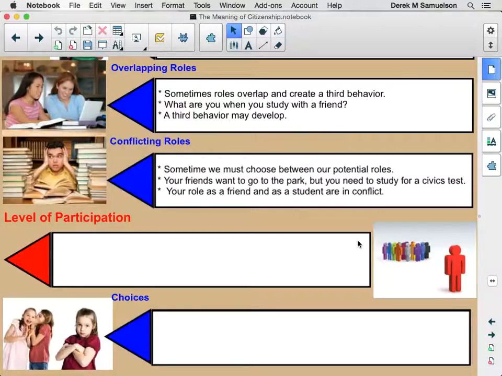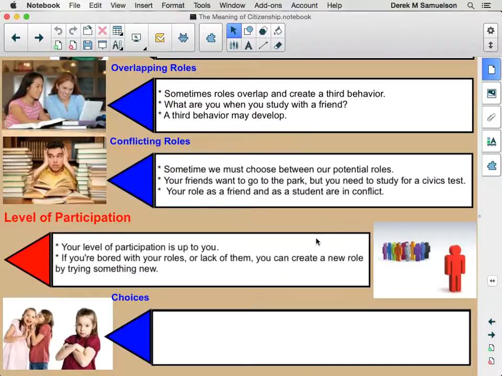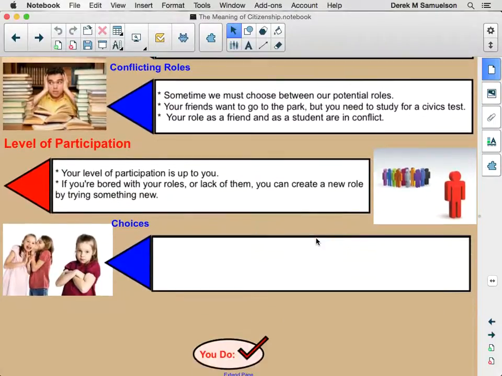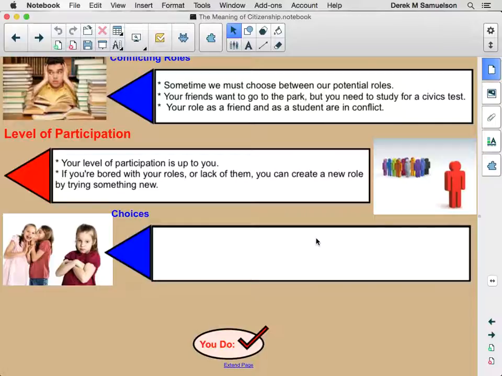And that choice will determine what role you are playing in the society. Are you going to play the role of a friend or are you going to play the role of a student? You have to make that choice for yourself. And then you have to accept the consequences of that choice. All right, levels of participation. How you participate in society is up to you.